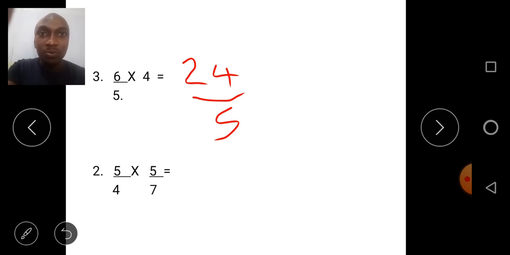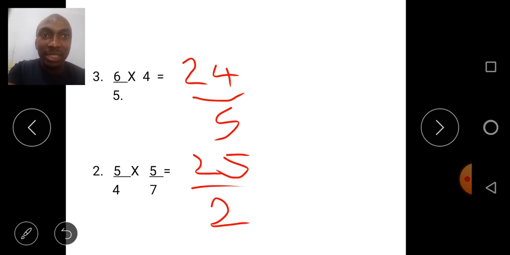Right? Now, number 2, fraction by fraction, we have 5 over 4 times 5 over 7. So we multiply what? Yes, correct. Numerator, numerator, and denominator, denominator. So 5 times 5, which is 25. Very good. All over 4 times 7, which is what? 28. Good. So it means 5 over 4 times 5 over 7 is 25 over 28, right?